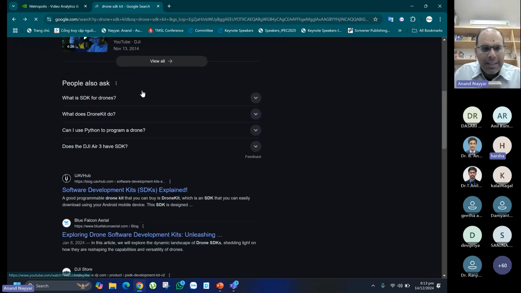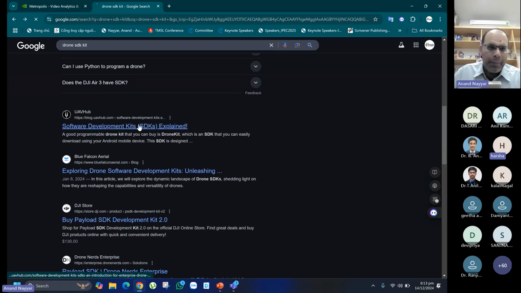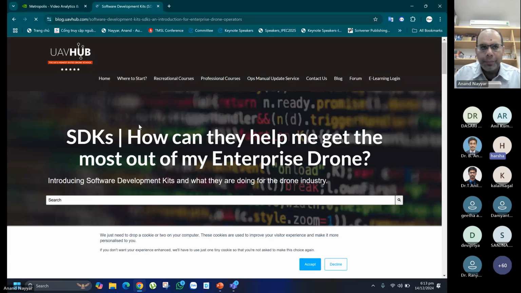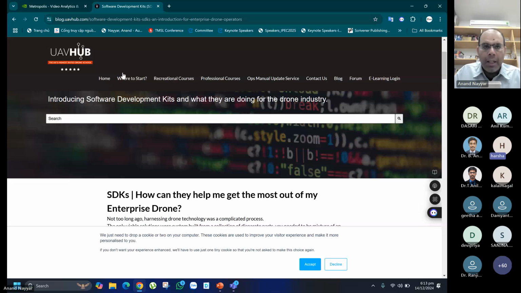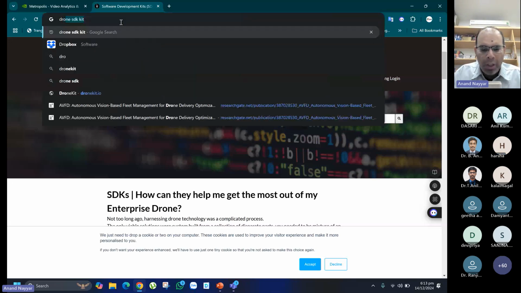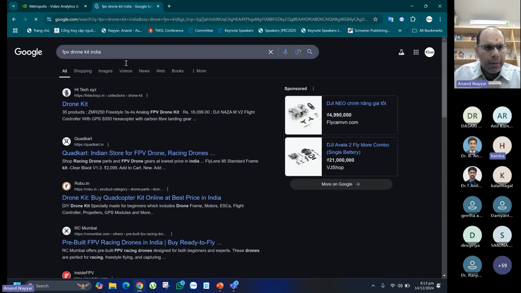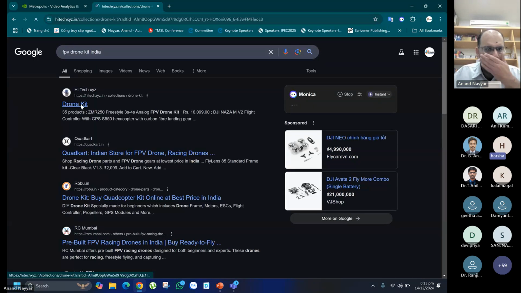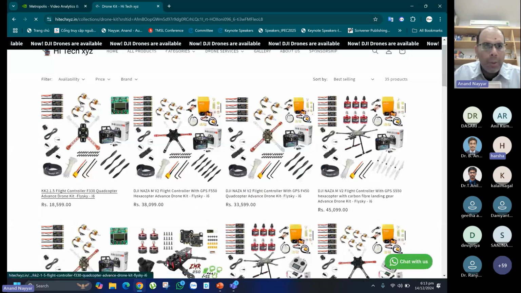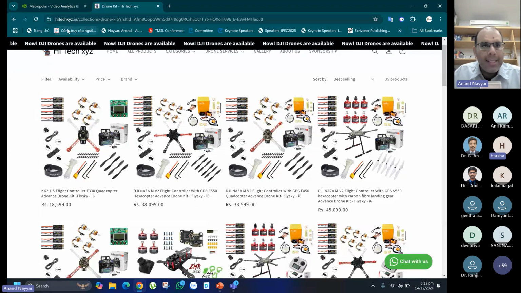And of course, you can even go for this one also, UAV Hub. But if you talk of the drones that you can see, then you can go for this one, the drone FPV. Let me see if I can give you this one. Sir, can you see these kits? Yes or no? This is the answer for you.